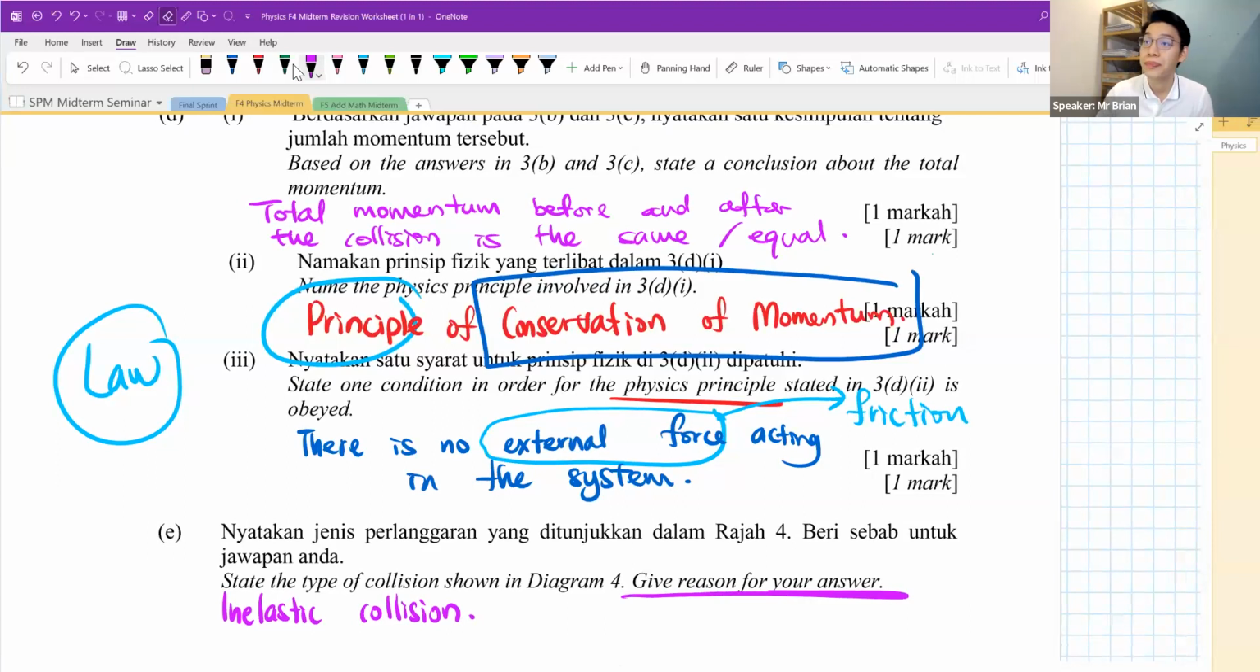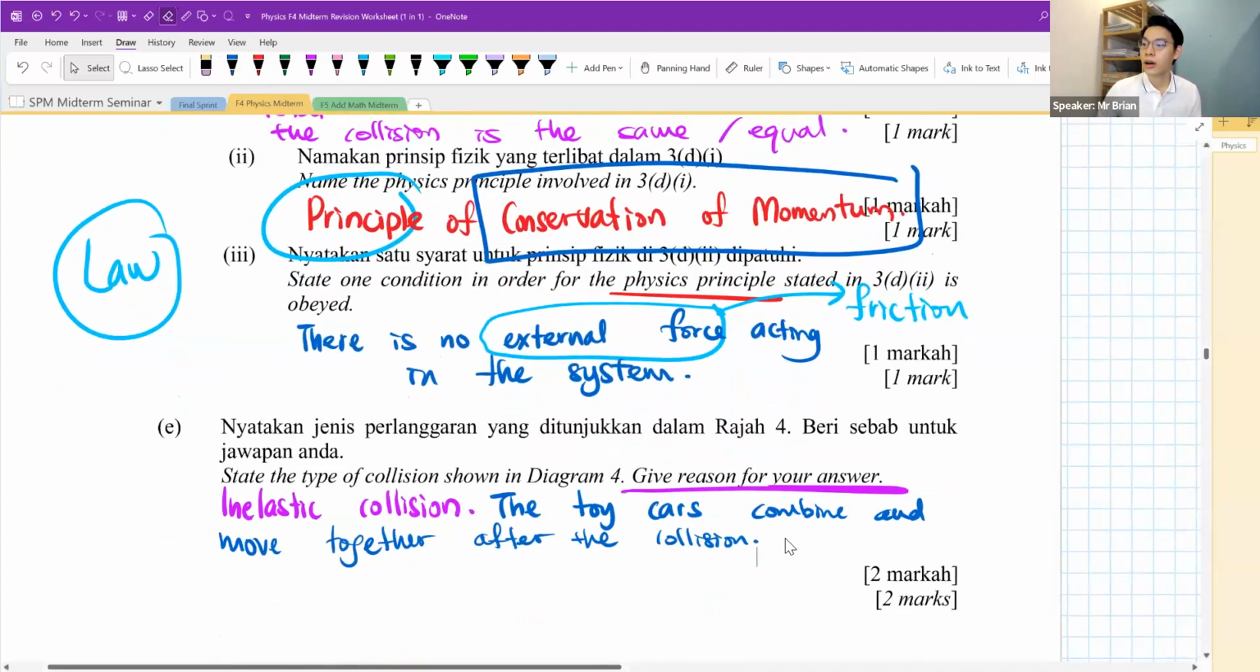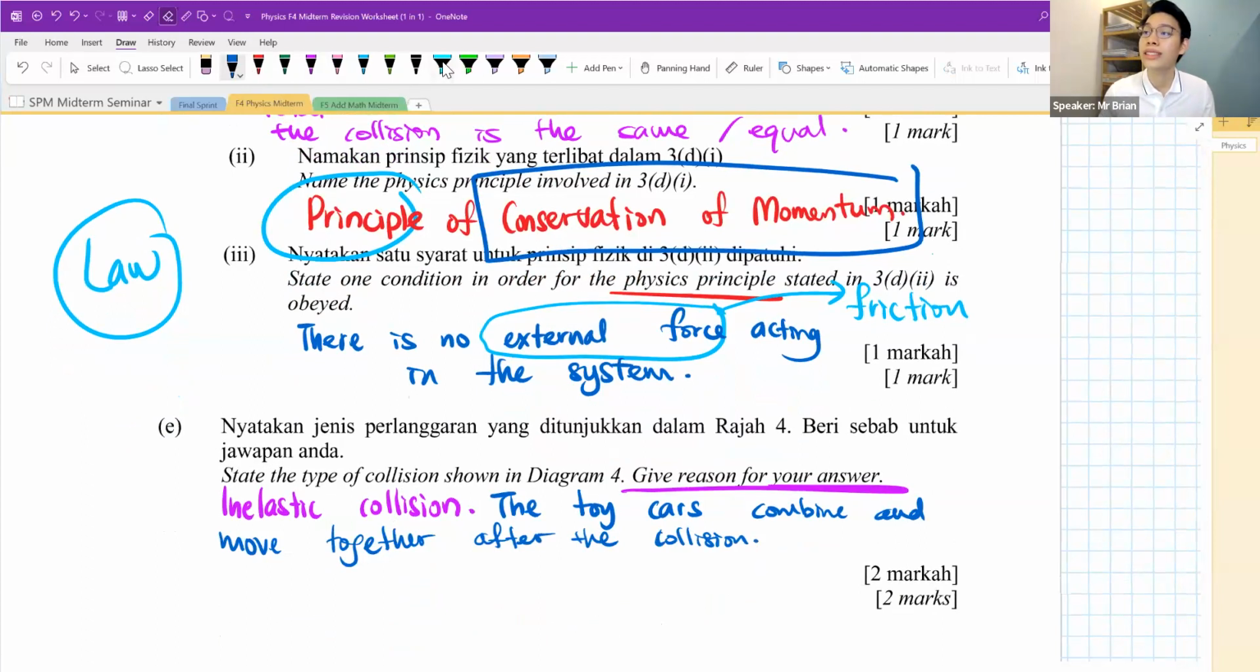Give reason. You can say something like this: the toy cars combine and move together after the collision. Okay, the toy cars combine and move together after the collision. So the keyword is they will stick together, they will combine together.